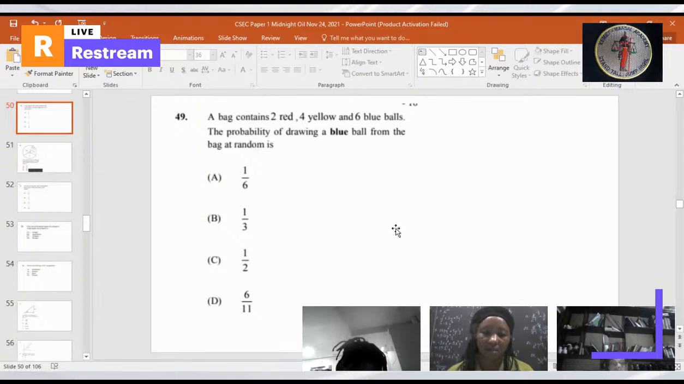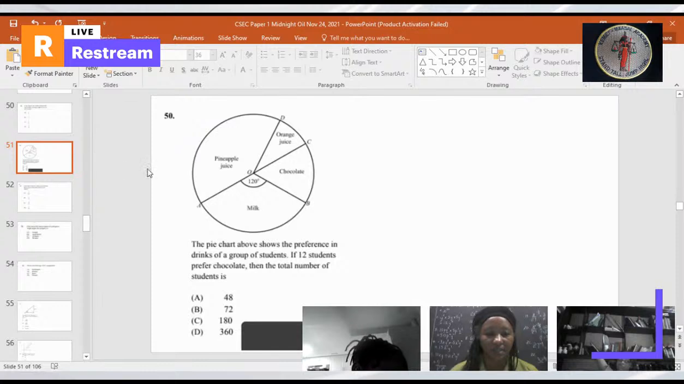Number 49. A bag contains 2 red, 4 yellow, and 6 blue balls. The probability of drawing a blue ball from the bag at random is... So, what we would do is add the complete amount of balls, which is 2 plus 4 plus 6. So that's 6 plus 6, which is 12. And then we would put the 6 over the complete amount, which is 6 over 12. And when we reduce that, we get C, 1 over 2. Correct.